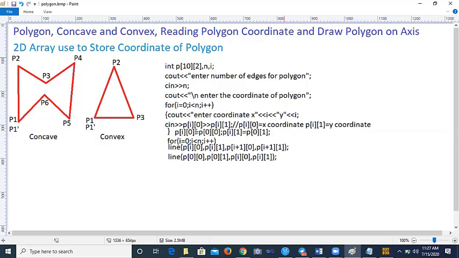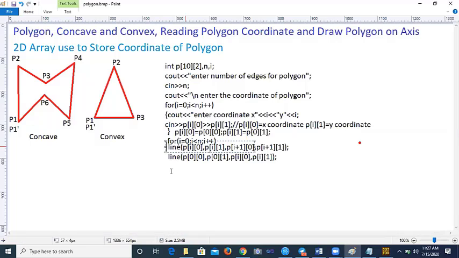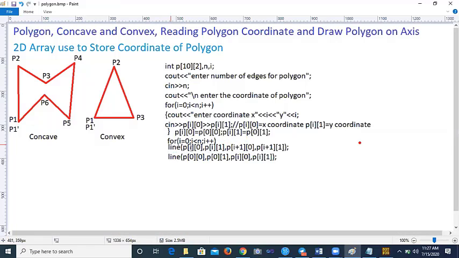Line function. This is the line function you are using. Whenever you are going to draw a line, it must have 4 parameters: your P1 point to P2 point, that is I0, I1 to I plus 1, 0, I plus 1, 1.